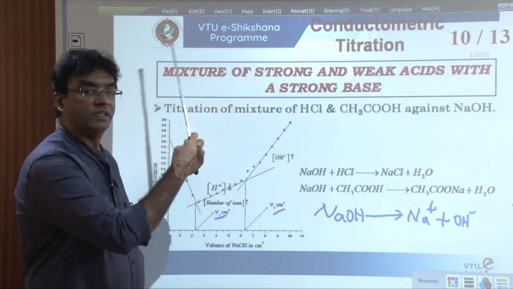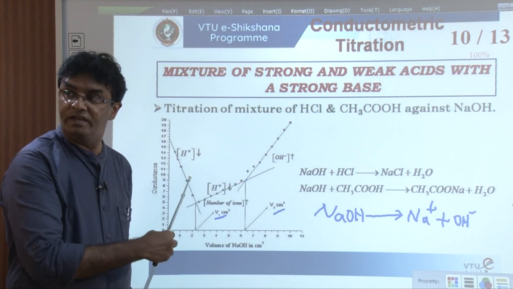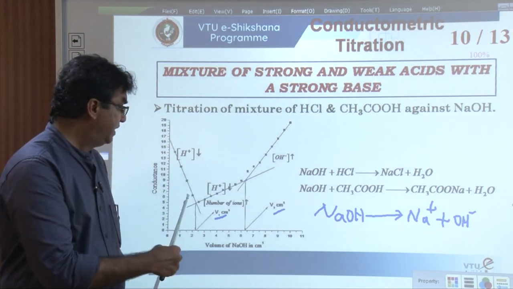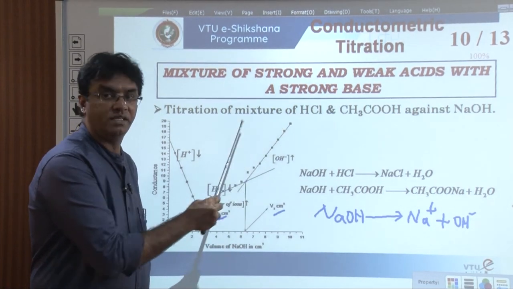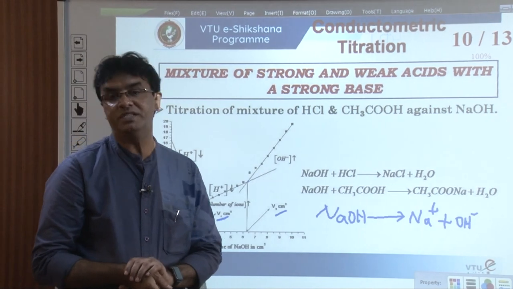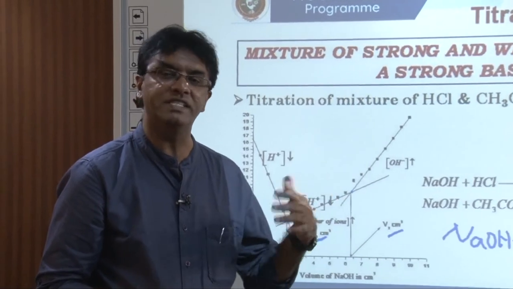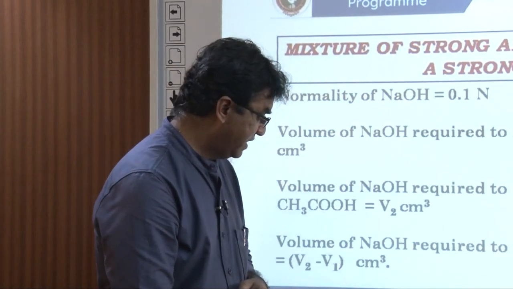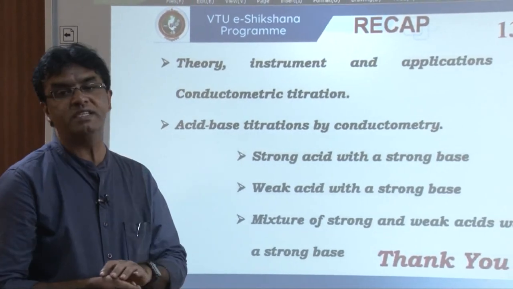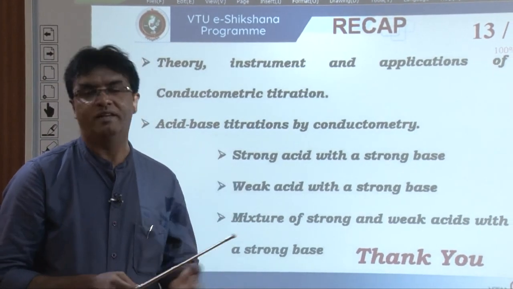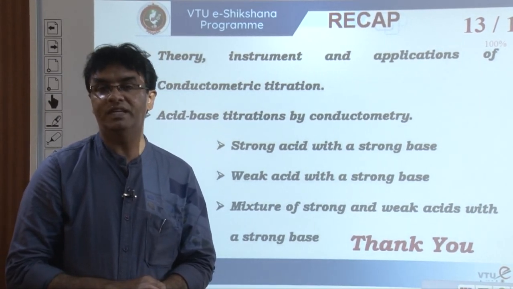Then in the case of the mixture of strong and weak acids against a strong base, we are going to get a graph like this, where there is a rapid decrease, then gradual increase, then rapid increase. So these are the three different situations where we can use conductometric estimation in acid-base titrations, and we can find out the result accurately with the help of the graph.